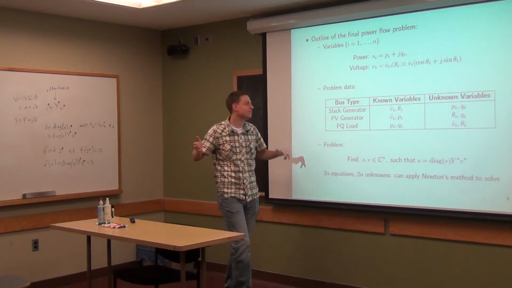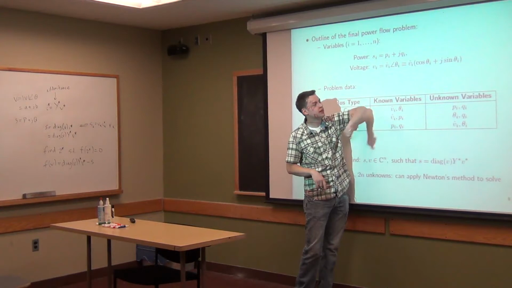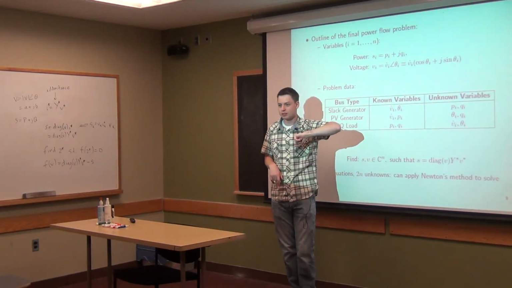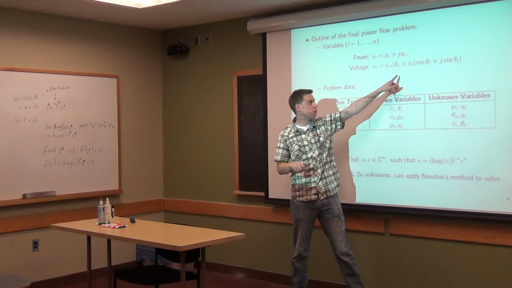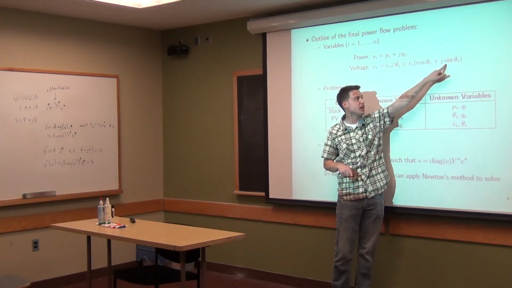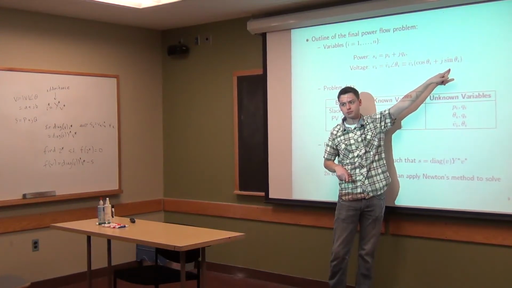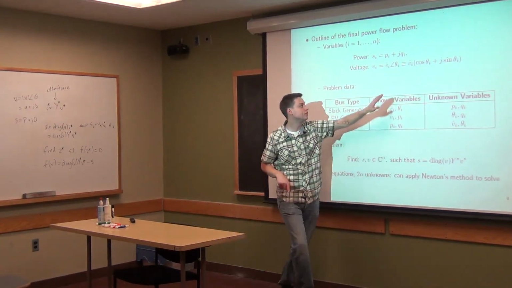It means voltage angle. But we're going to represent voltage in this polar form. In rectangular form, this is just equal to, remember, the voltage magnitude V_i times the cosine of theta_i plus j times the sine of theta_i. That's just to convert between those two forms, and it's just the definition of this notation here.